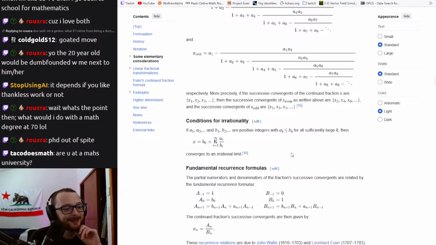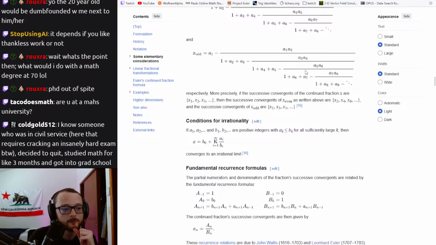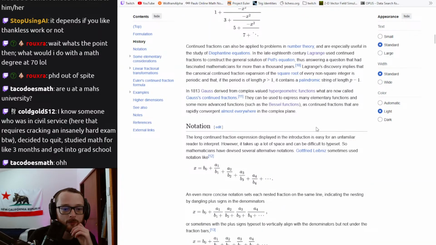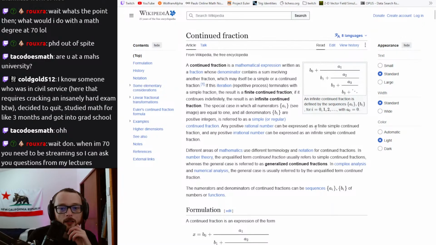Taco does math? Great name. Am I at a maths university, I assume? I just got a master's in applied math. So, as of recently, I am not. Someone is in civil service, which requires cracking an insanely hard exam. Decided to quit, study math for like 3 months, and got into grad school. Wow. Well, being able to get through the civil service exam maybe helped him get in, too. But yeah, probably just a smart person in general, so I believe it. When I'm 70, you need to be streaming so I can ask you questions from my lectures. Okay, I'm guessing I'm at least 10 years older than you, so I'll be in my 80s, but I'll be streaming math in my 80s. Don't worry.